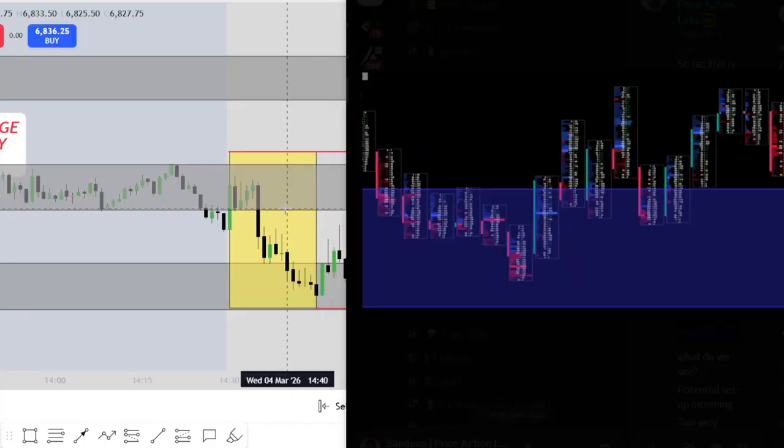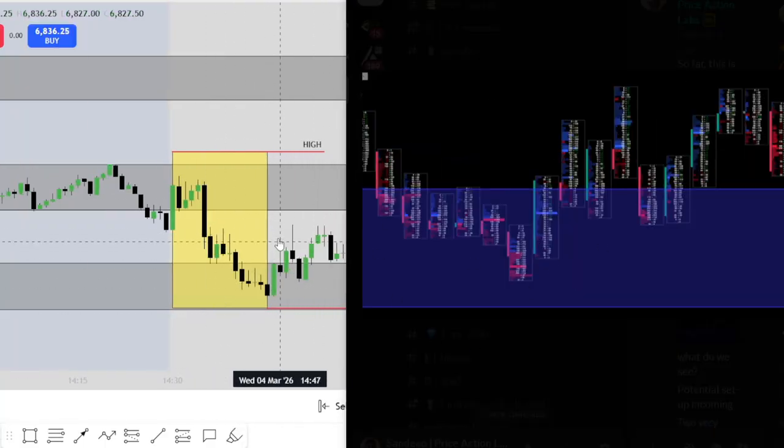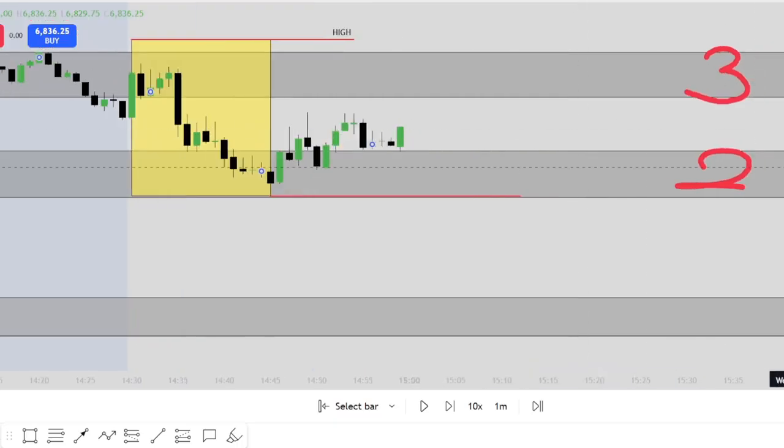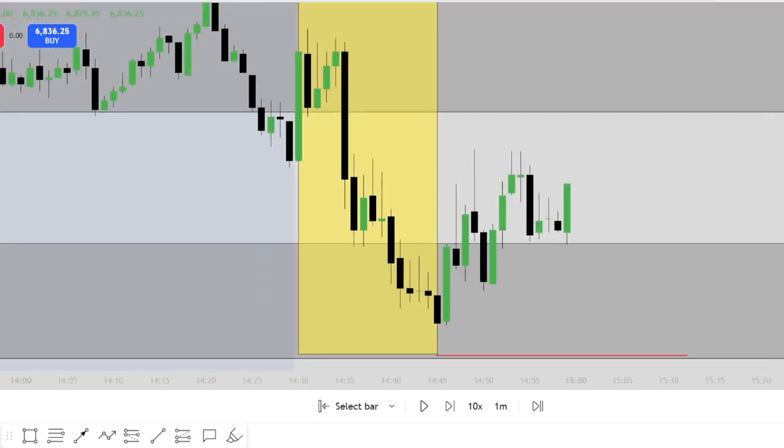I posted this around 10 a.m. Eastern. We want to understand our first key level down here. This blue box is the same as the key level. This first blue box is this region over here. So let's break down the theory of this.